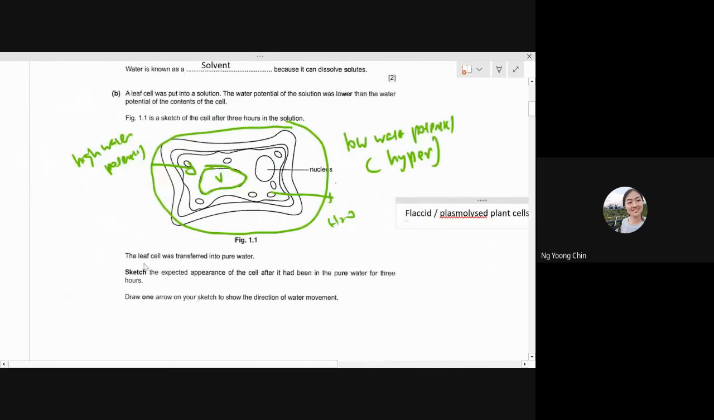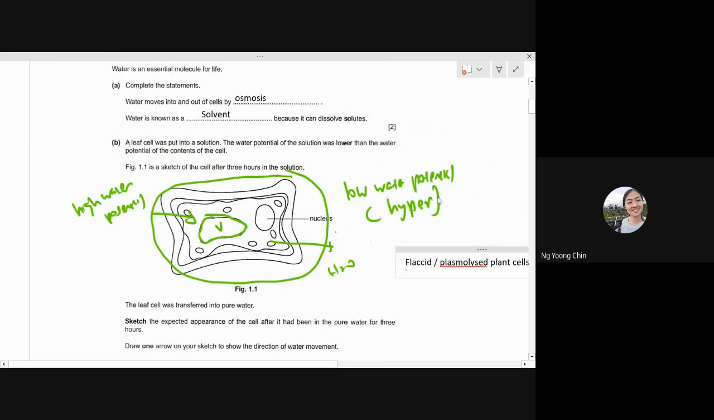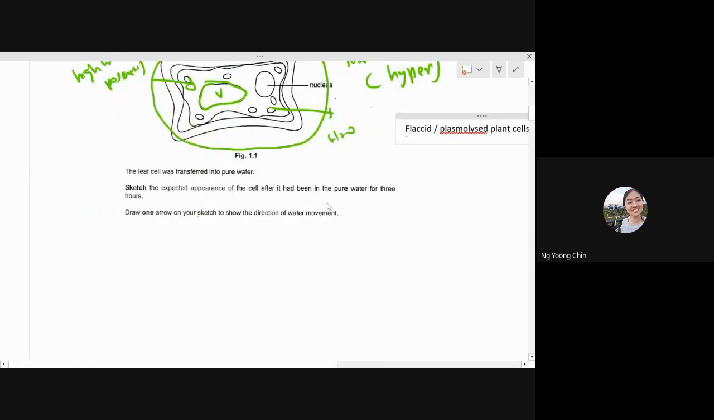Okay, now you put this flaccid plant cell into pure water for about 3 hours. So what happened to your plant cell? They ask you to draw. Okay, sketch means draw. So how can you draw this plant cell? You know that pure water has a very high water potential. High water potential means that water will diffuse from outside and enter into the plant cell. So the plant cell will get the water and then become a turgid cell.